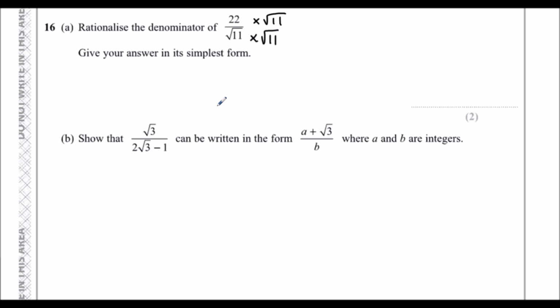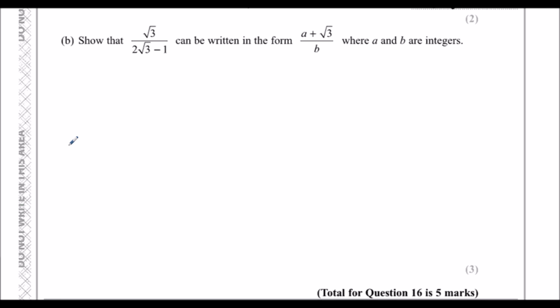So multiply top and bottom by root 11 gives us, on the top, 22 times root 11 is 22 root 11. And on the bottom, root 11 times root 11 is 11. Now to simplify this, we can divide top and bottom by 11. 22 over 11 is 2. So we're left with 2 root 11.